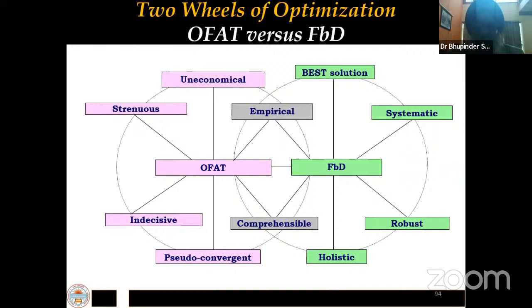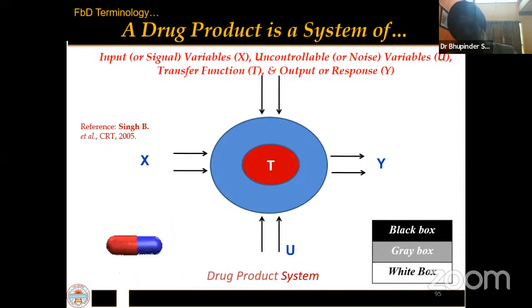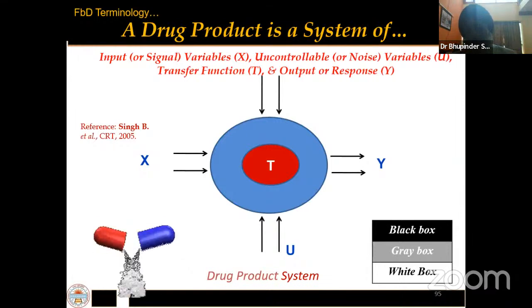And OFAT and FBD, formulation by design, tend to differ a lot. So FBD leads to best solution, systematic, robust, and holistic in the sense. So FBD looks into a drug product like a transfer function where X is getting converted into Y, while there are other variables which are called as uncontrollable variables, which are fixed at certain levels. So if the outcome is highly predictable, it's called as white box.